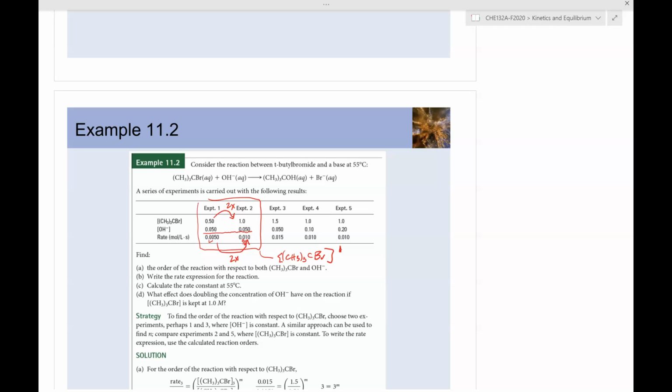I would look at experiments 4 and 5, although you could probably pick 2 and 4 to look at it as well. But if I look at experiments 4 and 5, my T-butyl bromide stayed the same, right? We doubled the concentration of hydroxide. What happened to the rate? We have no change. So what I conclude from that is the order with respect to hydroxide is 0. It does not affect the rate of reaction as long as it's present.